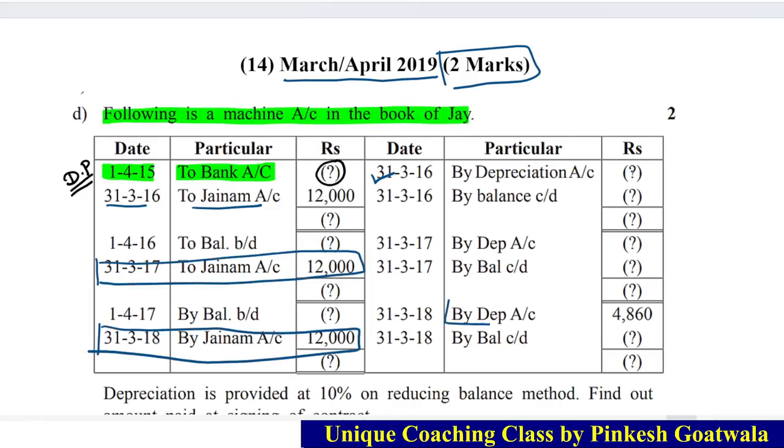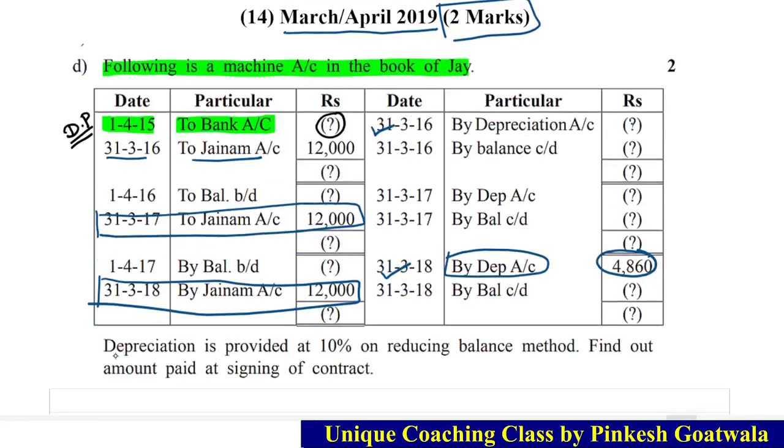And here one depreciation is given, 4860 on 31st March 18. Look, depreciation is available. And look at the other information. Depreciation is provided at 10% on reducing balance method. Look, the rate of depreciation is also given. Depreciation is there, along with the rate of depreciation. Previously depreciation was available but the rate was not. We have the rate of depreciation, it means we can find out the cash price, right? In the beginning we saw examples that if the rate of depreciation and depreciation are available, we can find the cash price.